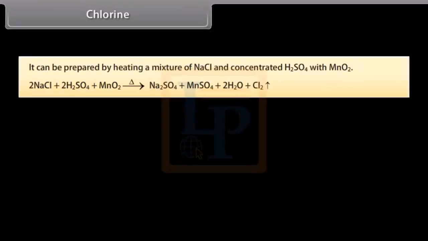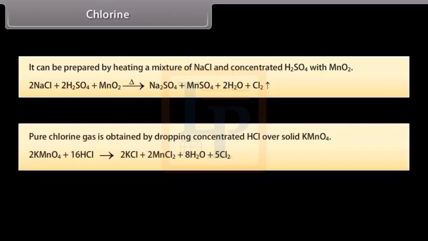It can be prepared by heating a mixture of NaCl and concentrated H2SO4 with MnO2. The gas is passed through water to remove HCl and then dried by passing through concentrated H2SO4. Pure chlorine gas is obtained by dropping concentrated HCl over solid KMnO4.